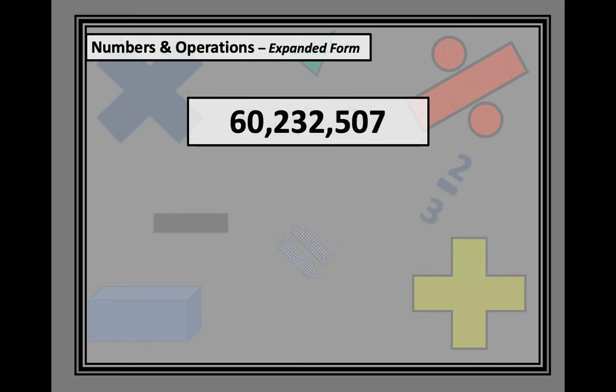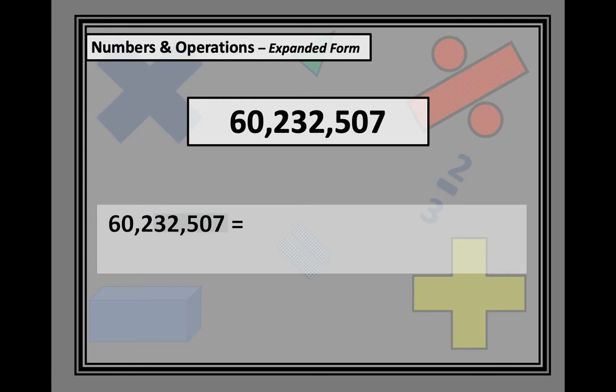Expanded form is another way that we can write numbers, and we know with expanded form, we're writing the value of each digit. So we're going to break this number apart, show the value of each digit, and add those values back together. So in 60,232,507, the 6 is worth 60 million. That's its value. The 0 is in the millions place, but it has a value of 0, so we're not going to include that in our expanded form.